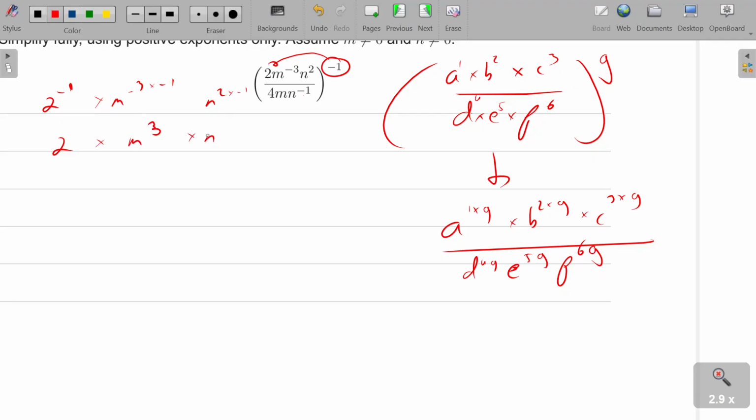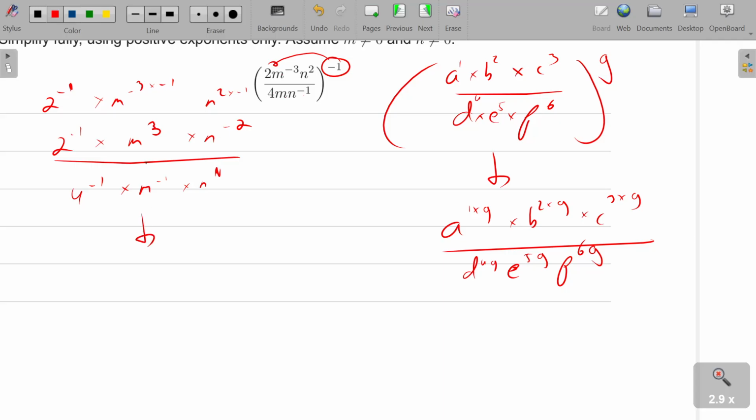This will obviously now be n to the power of -2, right? When I apply the -1. And then here I'm going to have again the same thing, 4 to the power of -1 times m to the power of -1 times n to the power of +1, right? I need to change the sign of whatever sign I found there. All right, so this is 2 to the power of -1, m to the power of 3, and then n to the power of -2.